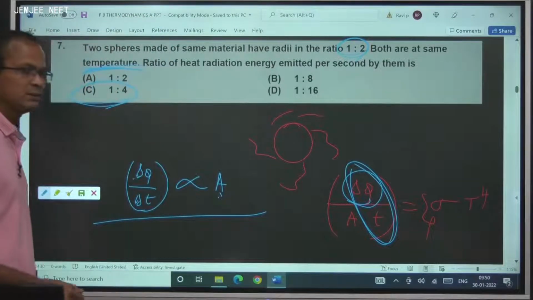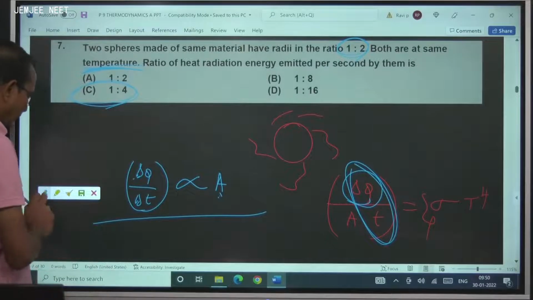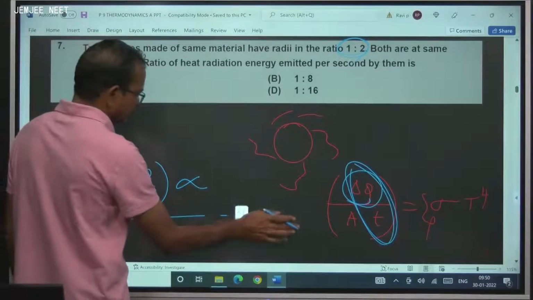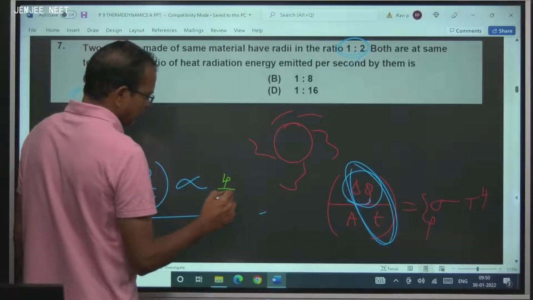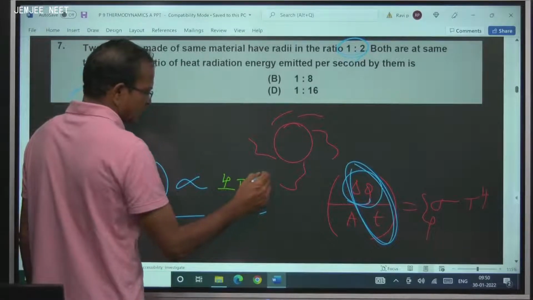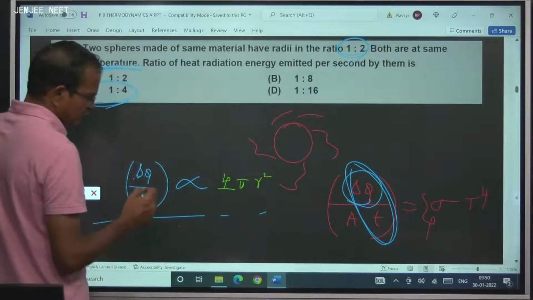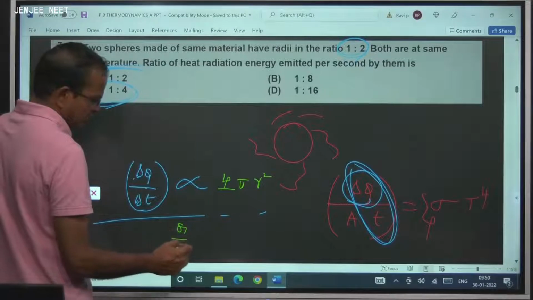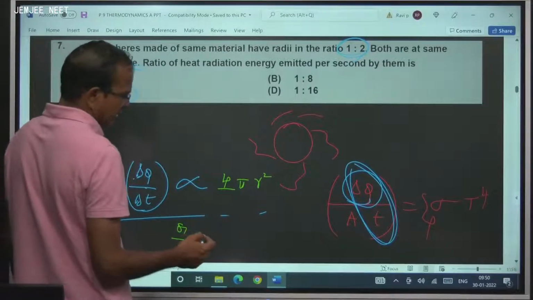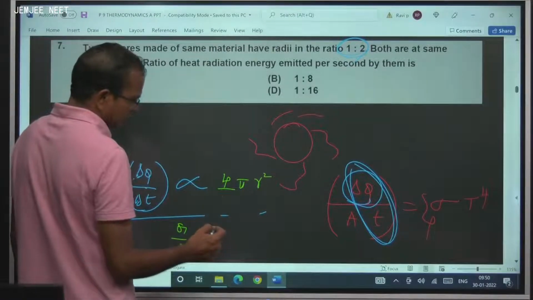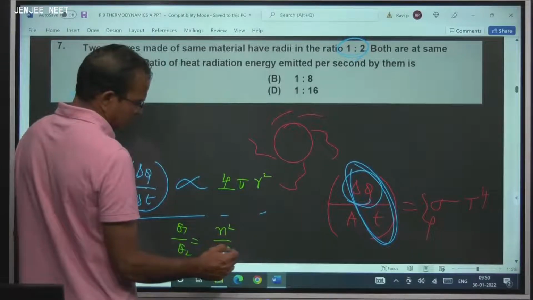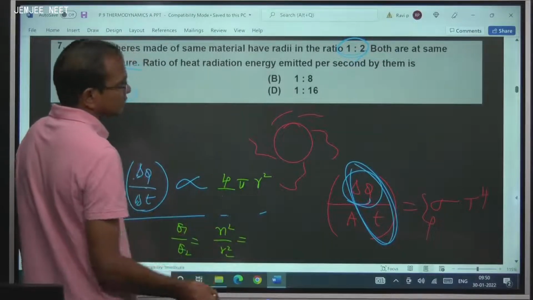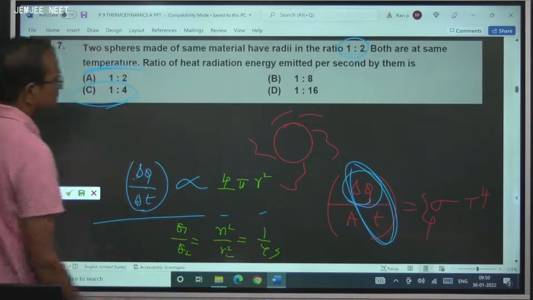What is the area formula? What is the area of the sphere? 4 pi r square. Therefore, energy 1 by energy 2, radiant per second, I mean power 1 by power 2 is equal to r1 square by r2 square. So 1 by 2 whole square is 1 by 4, right?